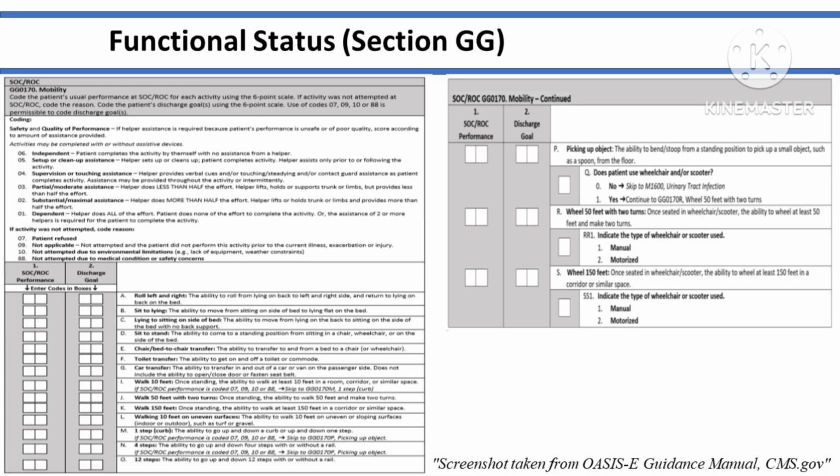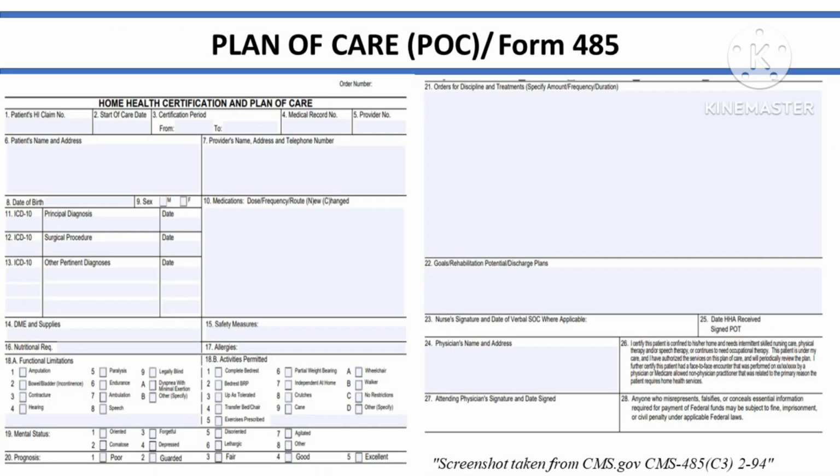Now it's time to start Plan of Care, POC. What is the Plan of Care, POC, or Form 485? The Plan of Care, also referred to historically as CMS Form 485, is a legally required document created by the Home Health Agency. It outlines the patient's care plan during a certification period, usually 60 days, including diagnosis, functional limitations, required services, visit frequency, goals and outcomes.